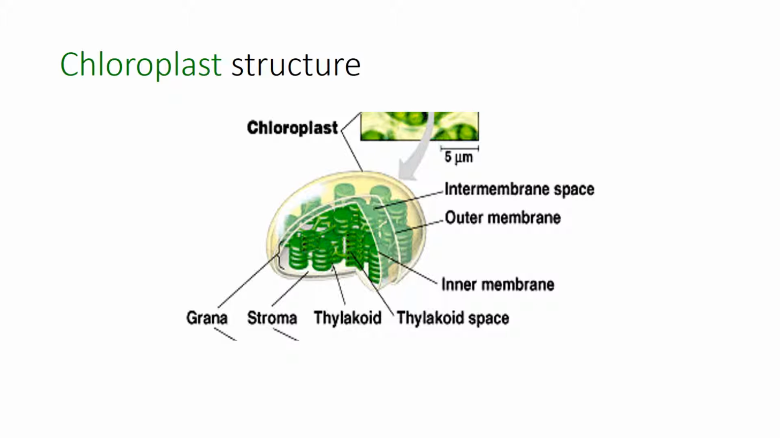It is surrounded by a fluid called the stroma. Stacks of those thylakoids are called grana. And if I cut one of those discs in half, that would be the thylakoid space inside of that. And that'll become important when we talk about the production of ATP.